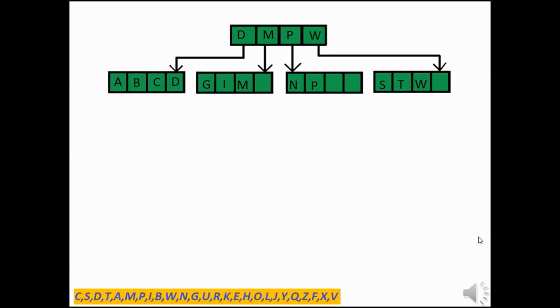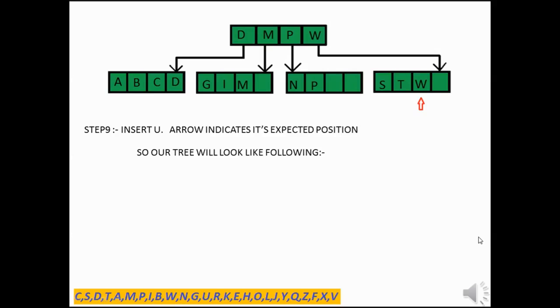After inserting G, our tree will look like the one shown in the slide. So now let's come to the next step. Step 9. Insertion of U. The arrow indicates the expected position. I don't think there is any need to explain again why we are inserting U at this position, because in all the 8 steps we have explained it. So from now onwards, until there is a level split or something critical, we will just show the arrow position and insert the elements. Now we are inserting U. After the insertion of U at the arrow position, the tree will look as follows.